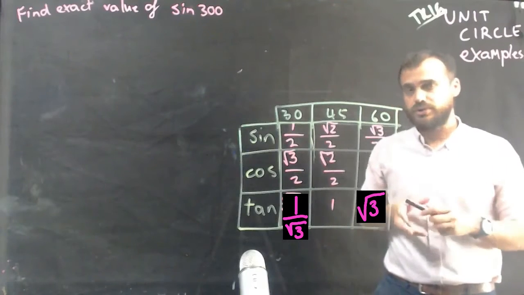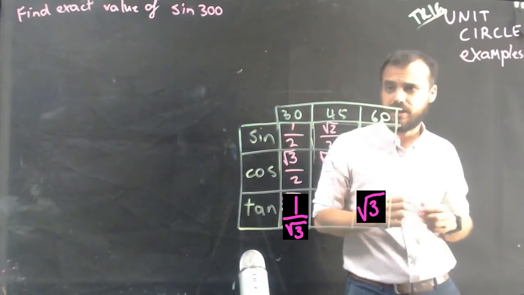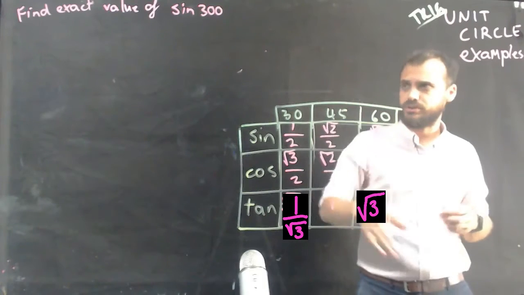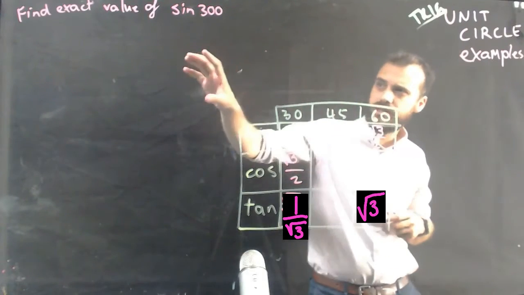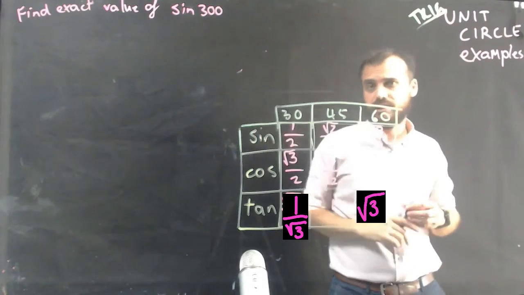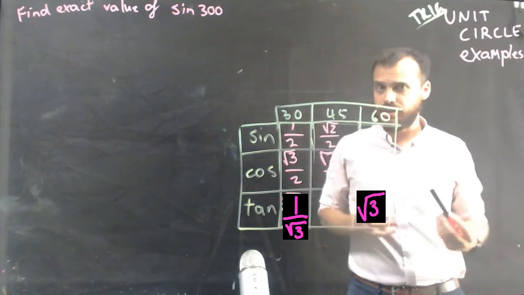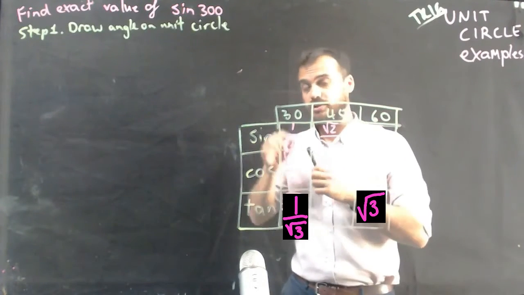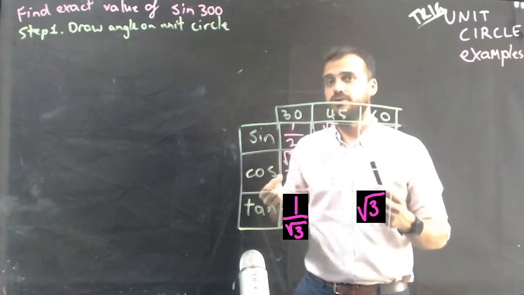So it's okay to be confused at this point, but we're going to go through lots of examples. Still got a table, we're going to use that all the time. We're going to find the exact value of sine 300. How are we going to do it? First step. Step 1 is to draw the angle on a unit circle.